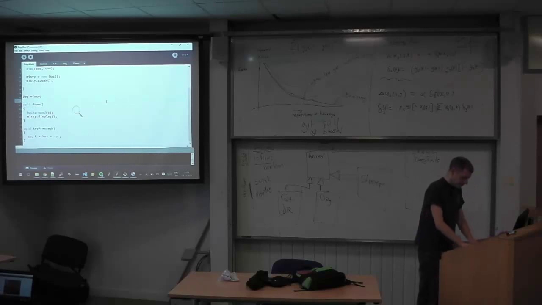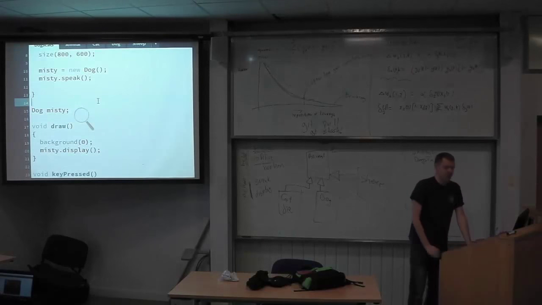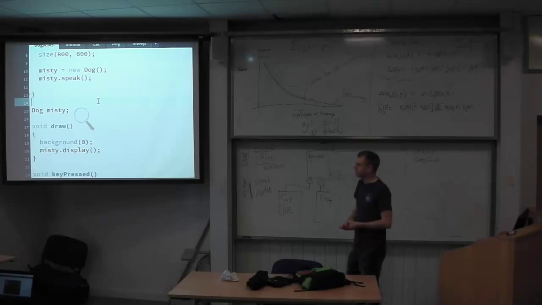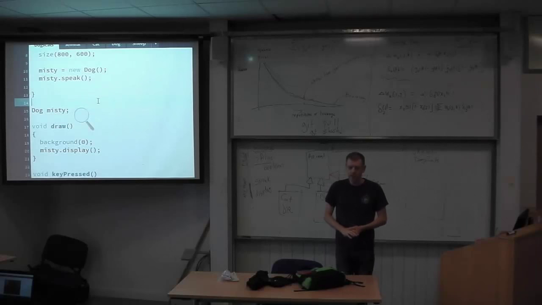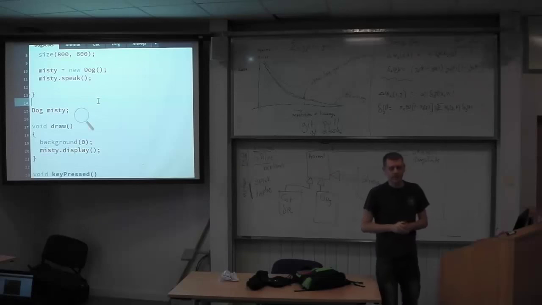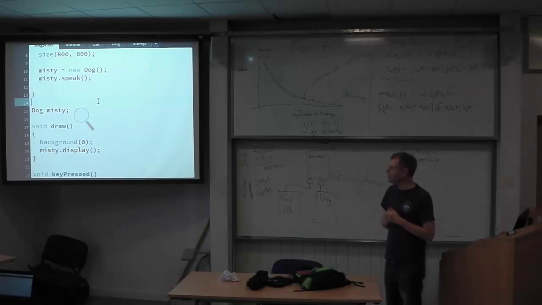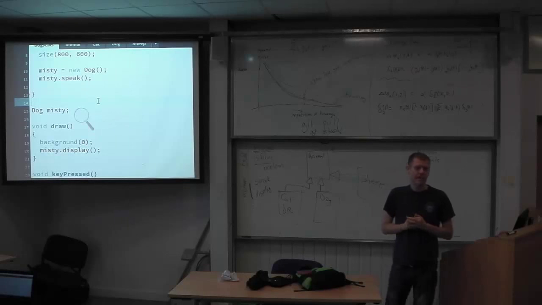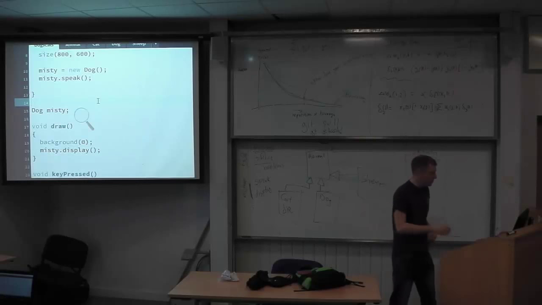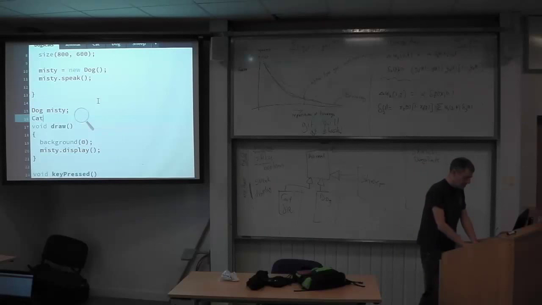Now, here's the new thing that we're going to learn today. Hopefully you've had some practice of doing inheritance and encapsulation. Now it's time to do the polymorphism thing. So, let's imagine that I wanted to create instances of dogs, cats, and sheep in my main sketch. I could just do them like this. I could go Dog, Misty, Cat.